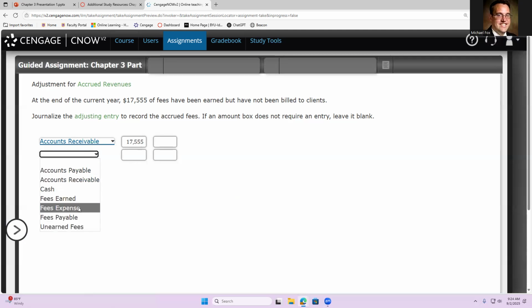And then we're going to credit fees earned, right? Because fees earned, its normal balance is a credit. And that's it. That's the adjusting entry. This says, hey, accounting records, increase my accounts receivable by 17,555 and increase my fees earned by 17,555. We've accrued this revenue.